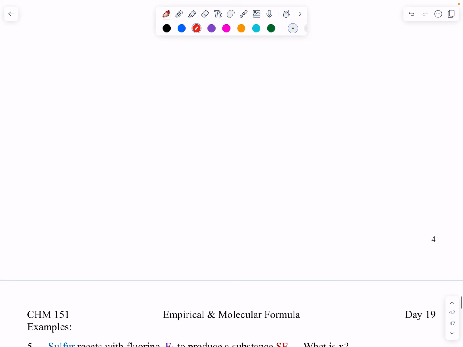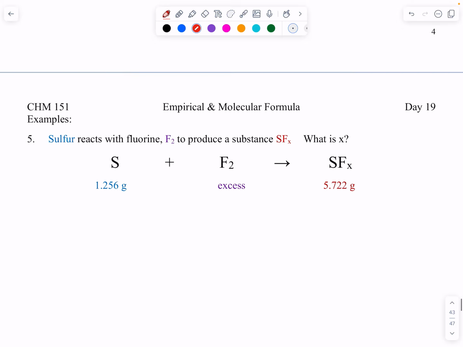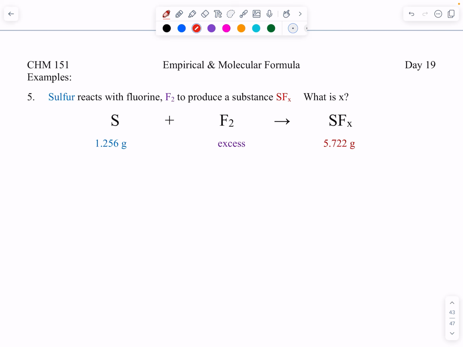All right, number 5. We're going to do number 5, even though it says day 19, and then we'll go on to the next one. Sulfur reacts with fluorine to produce something called SFX. What is X? Well, this is a good one, because there's more than one real sulfur fluoride compound. How do you do this? Well, we haven't balanced equations yet, and we can't balance this equation because we don't know what x is. I'm sure you can write some fancy math equation, but it's not worth it.